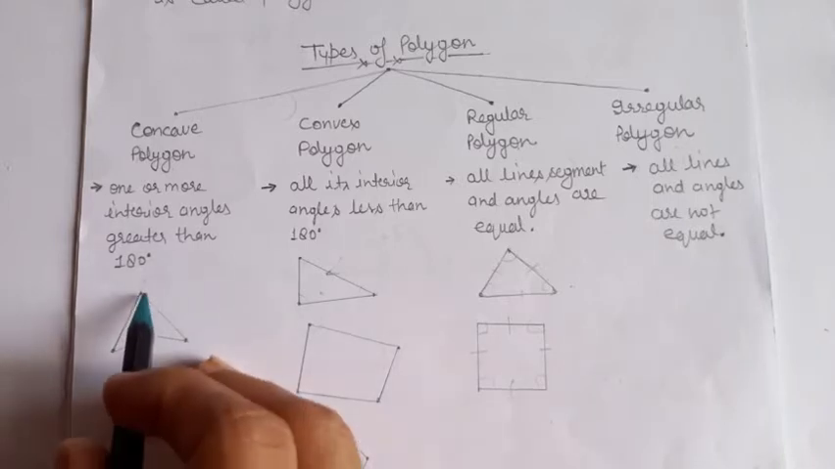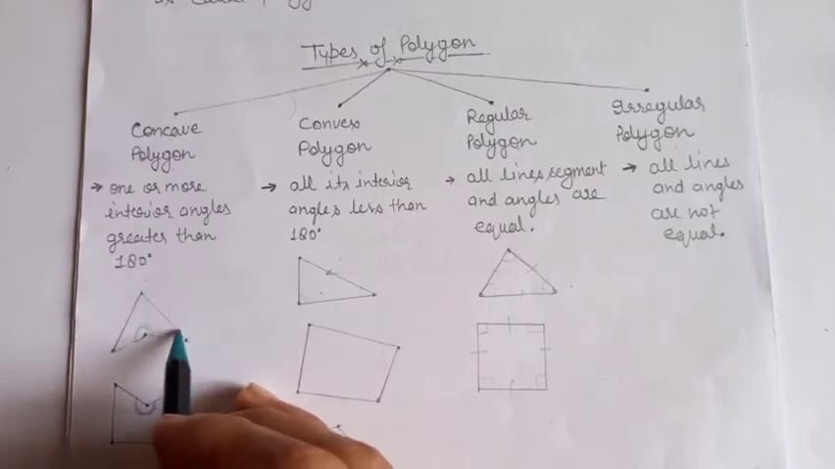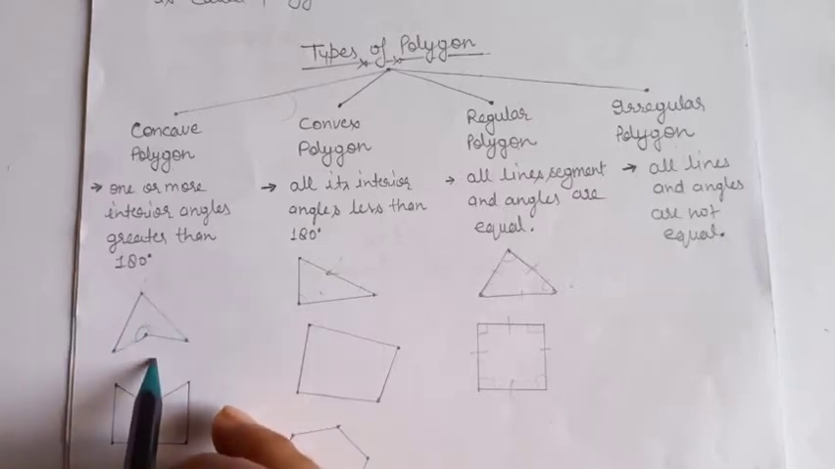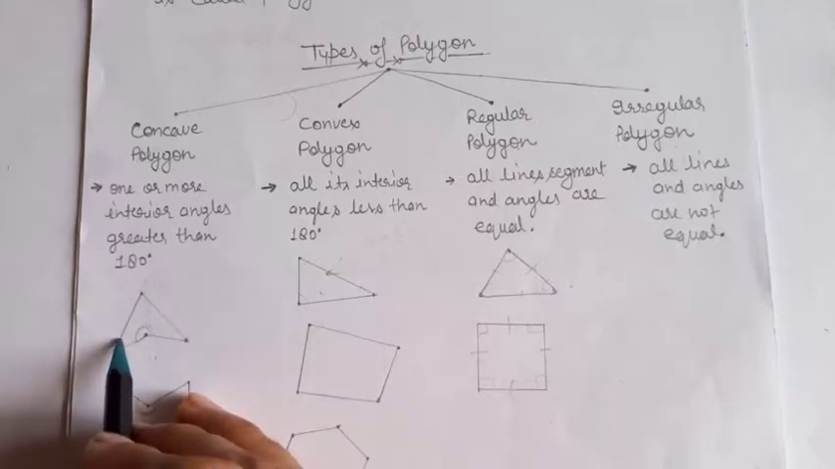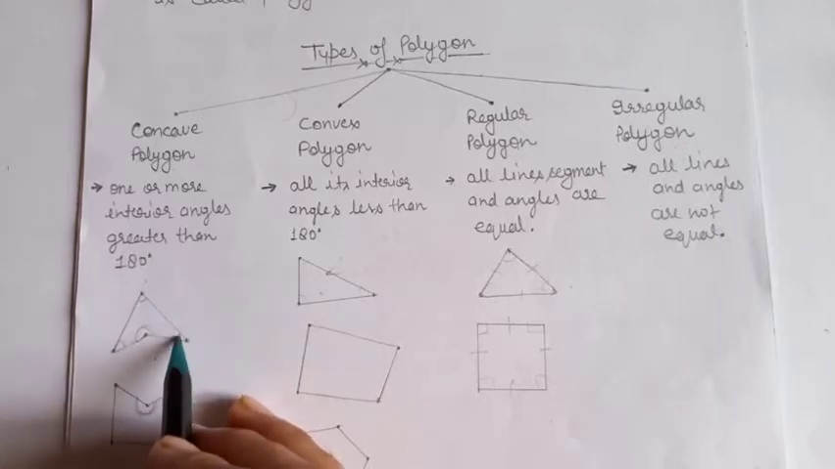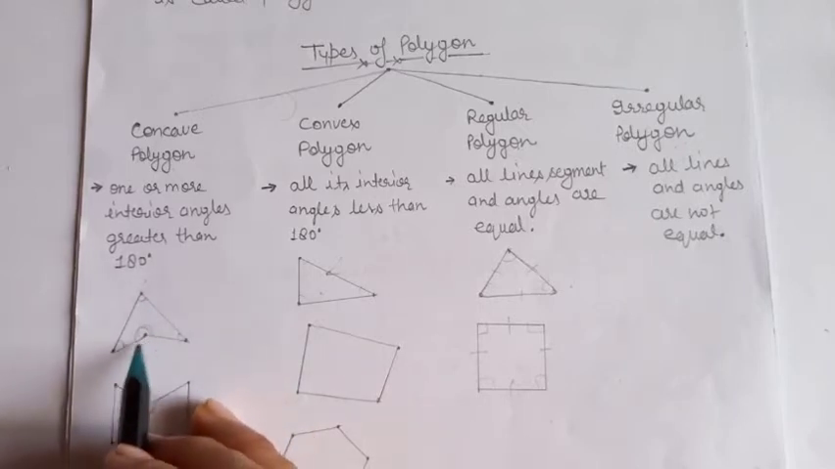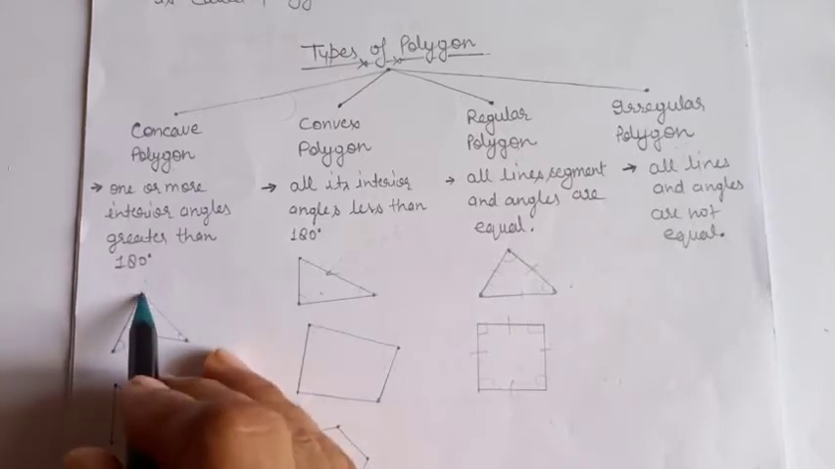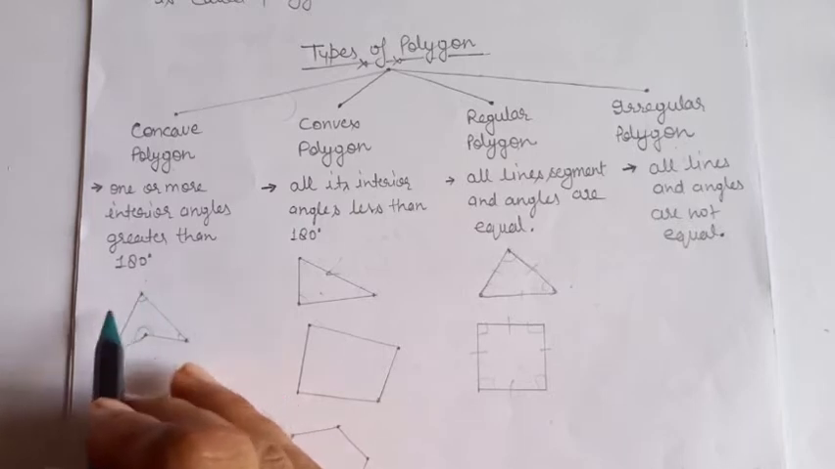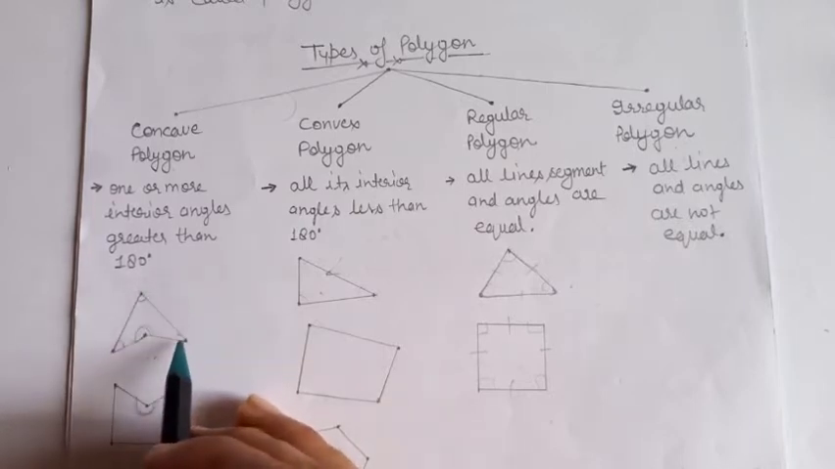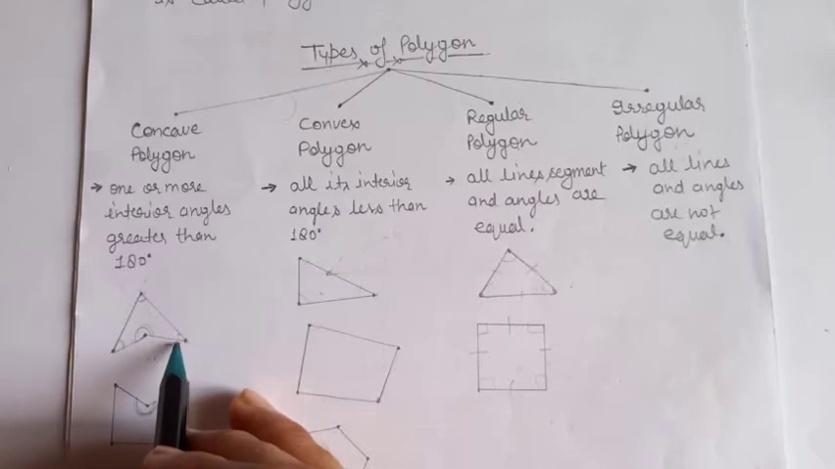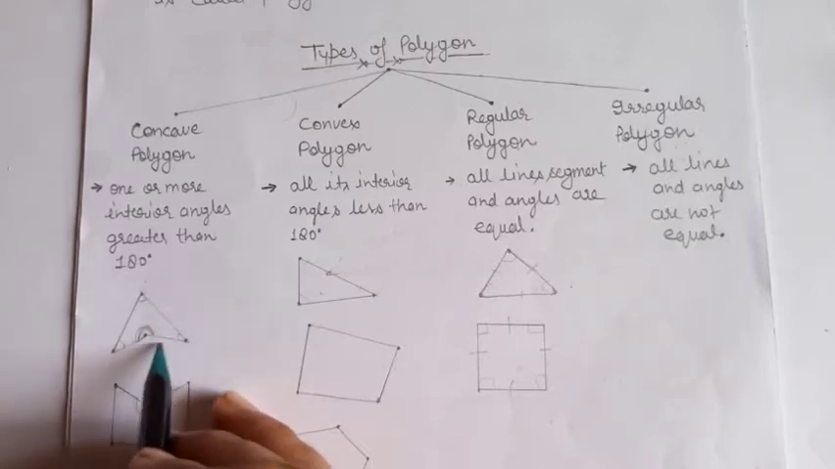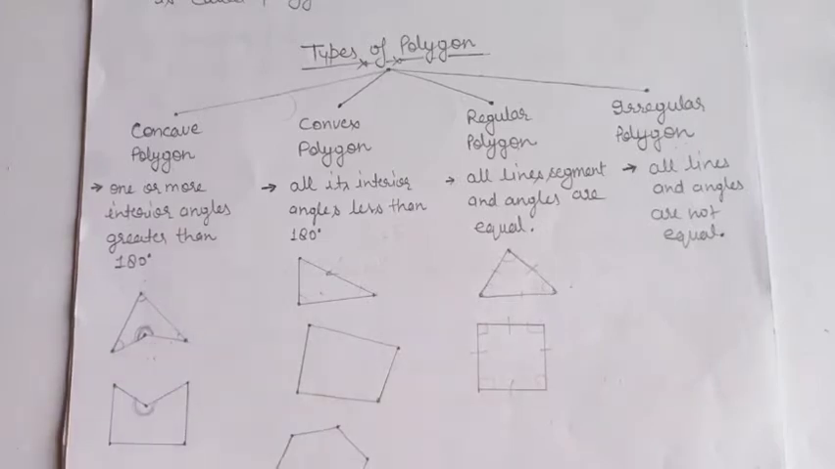We have an example here. This shape is formed by combining 4 line segments. Check the interior angles: this, this, this and this. How many vertices does it have? 1, 2, 3 and 4. The point where the lines meet is known as a vertex, and these are the 4 sides. Now check all the interior angles. It has 4 interior angles, and this angle is more than 180. So such a shape is said to be a concave polygon.